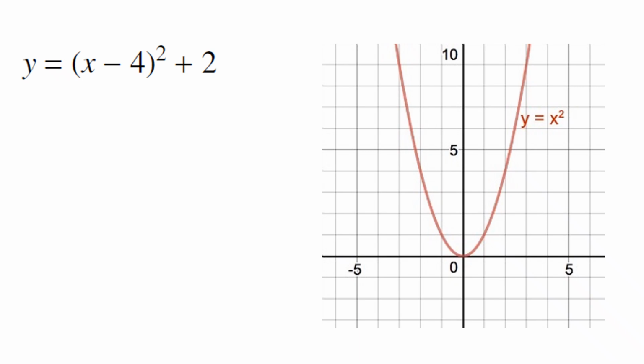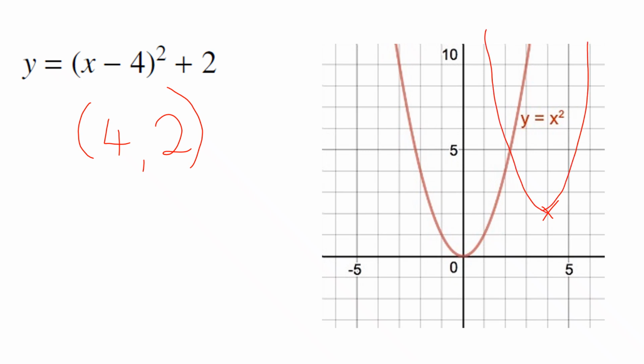So for example, here our turning point is now going to be at (4, 2). So we take this graph here, we move it across 4 and 2 up. This is our new turning point, and we would just draw the whole graph over there.